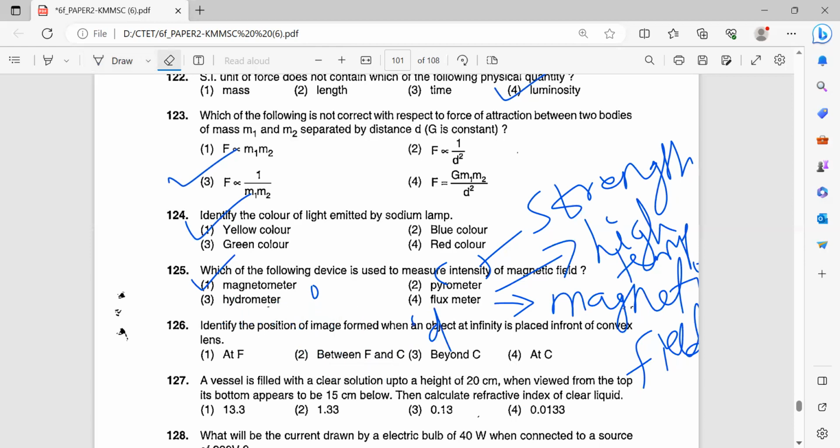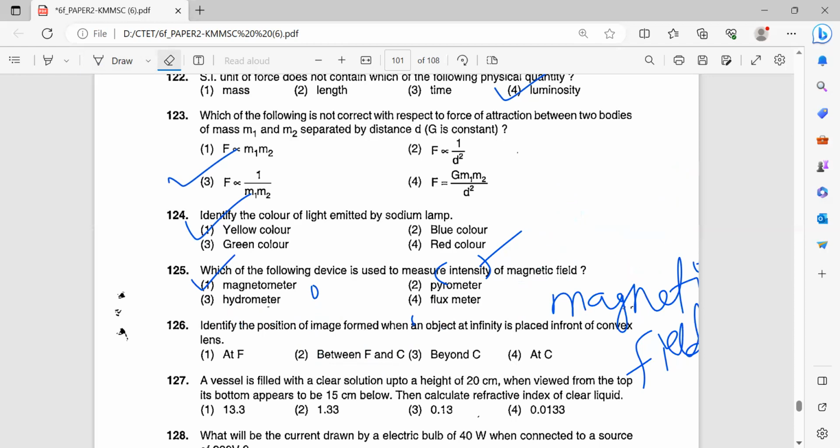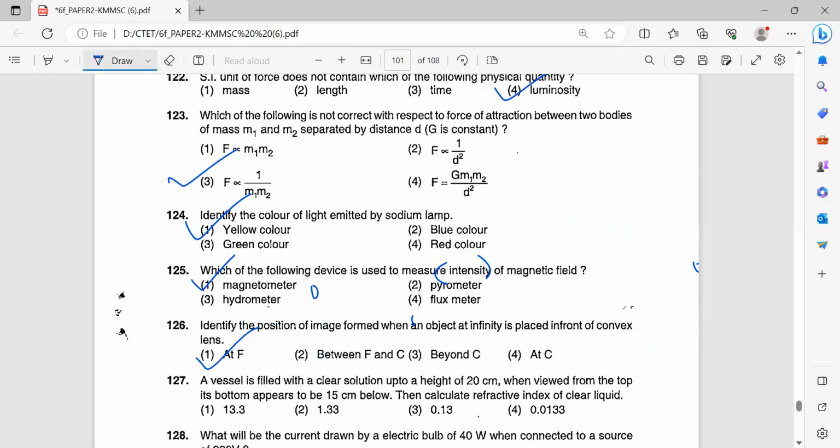So here the answer is magnetometer, which helps to measure the strength of the magnetic field. Right. Next, identify the position of the image formed when an object at infinity is placed in front of a convex lens. When the object is at infinity, the image will always be formed at the focus, that is, at the principal focus. That is option 1, at F, is the right answer.